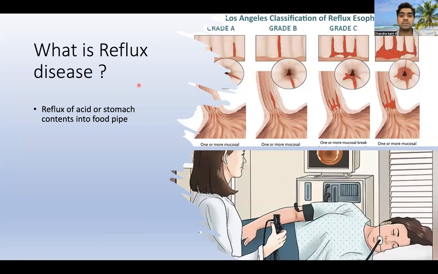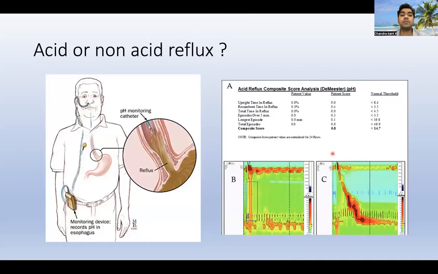So what is this reflux disease? As we have discussed, the stomach contents move up into the food pipe, and there it causes damage to the mucosa or the inner skin. Depending upon the severity, we have grade A, grade B, grade C, and grade D. And how do we diagnose this? We diagnose this by using an endoscopy. See, the doctor is performing the endoscopy where the endoscope is passed through the mouth of the patient into the stomach, and it is viewed on the screen.